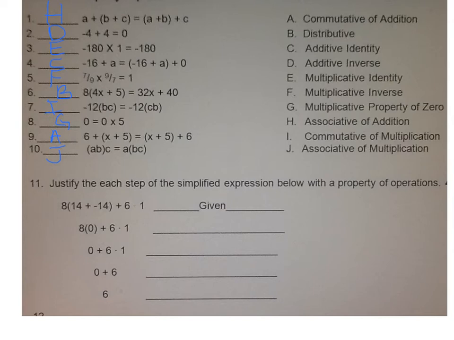ABC, ABC. For number 11, the first thing that happened was the parentheses to get an answer of 0. So that is the inverse of addition. The second thing that happened was the multiplication. 8 times 0 gave you 0. So that's the multiplicative property of 0.